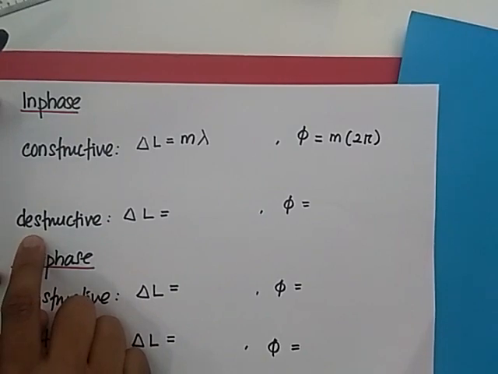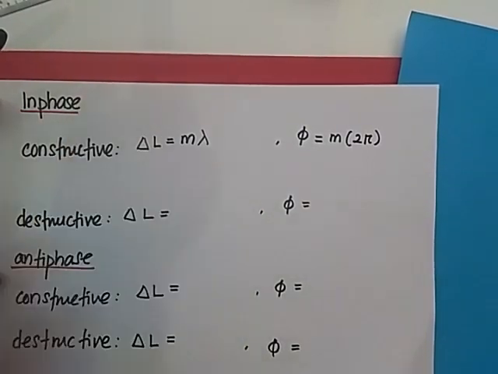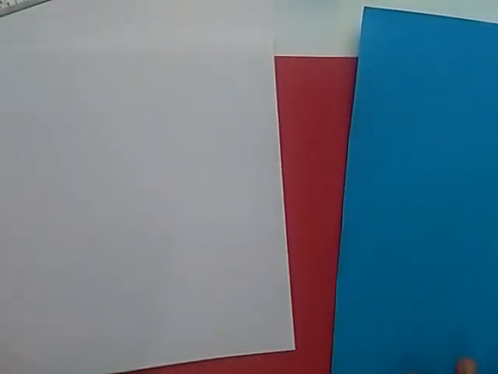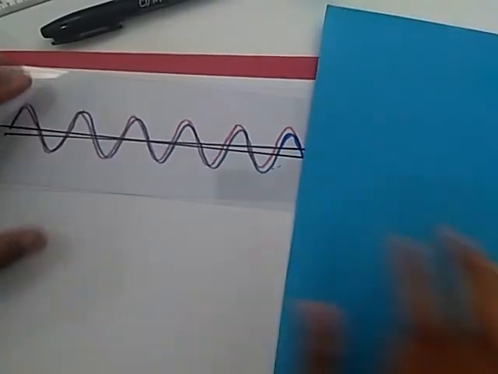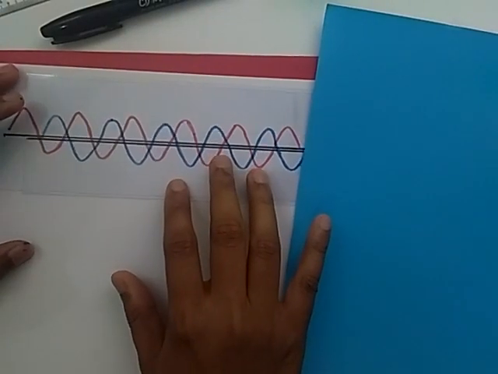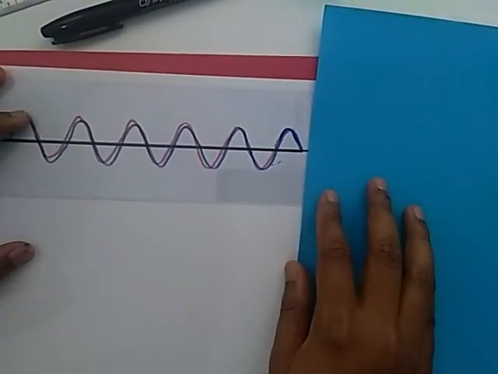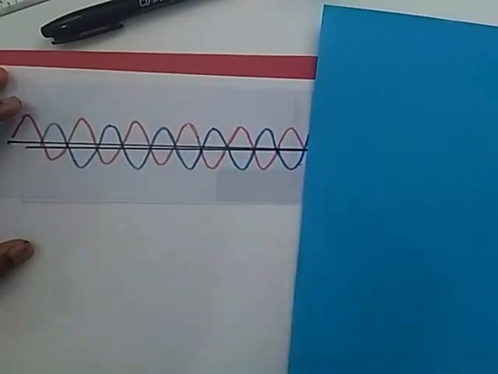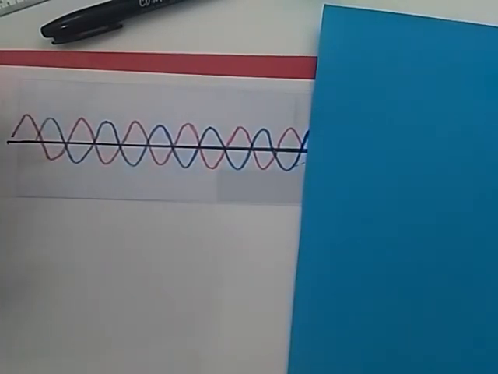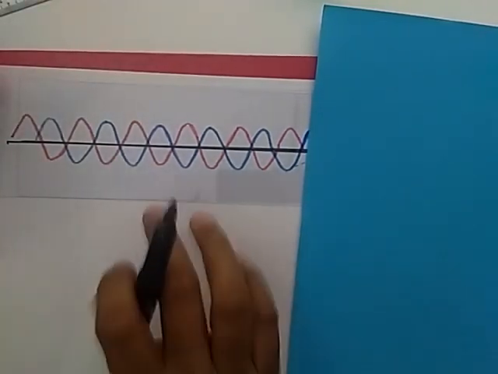Bagaimana pula condition bagi destructive interference bagi two sources that are in phase? So kita tengok balik kita punya wave. Akan berlaku destructive interference apabila puncak bertemu dengan peak bertemu dengan trough. Okay, so ini constructive and this is destructive. So apakah path length, the path difference between these two sources?